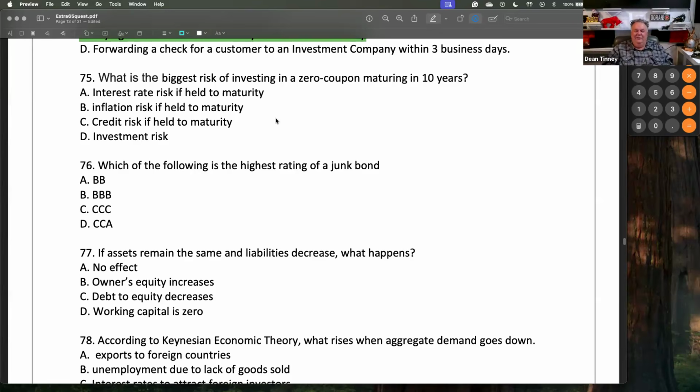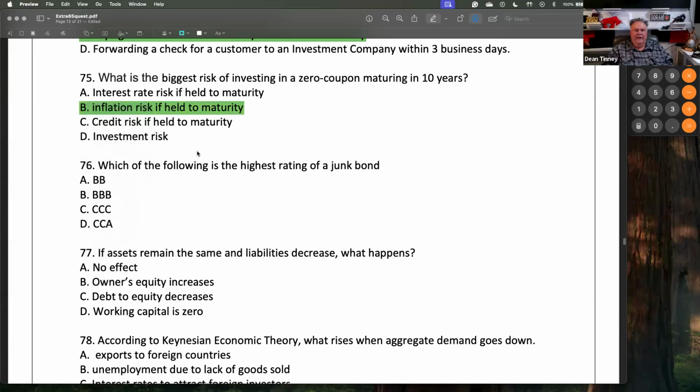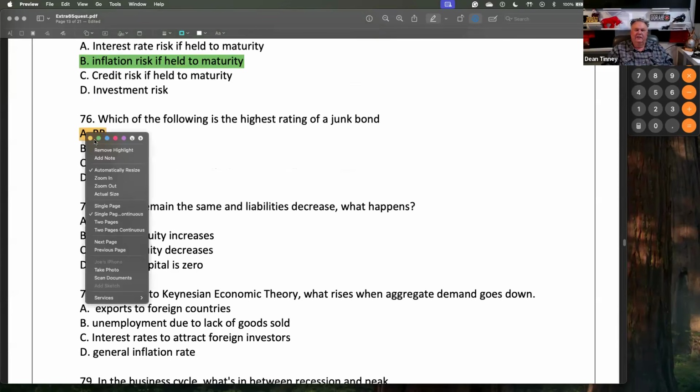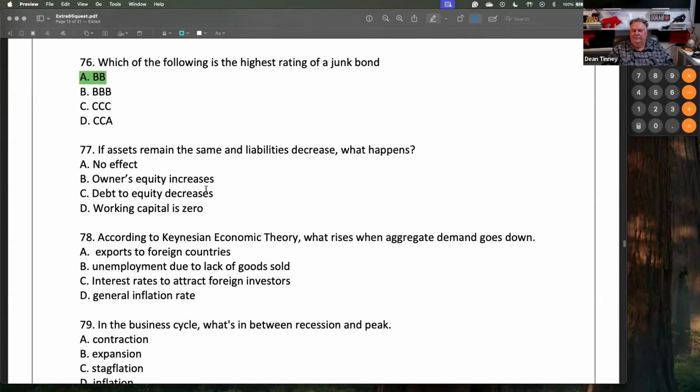All right. What is the biggest risk in investing in a zero coupon bond maturing in 10 years? Is it inflation risk? Yeah, it is. That's kind of a funky question, but yeah. Which of these is the highest rating of a junk bond? Ooh, Brian's such a jerk. Yeah, that would be really easy to miss, right? Because a triple B is investment grade, right?